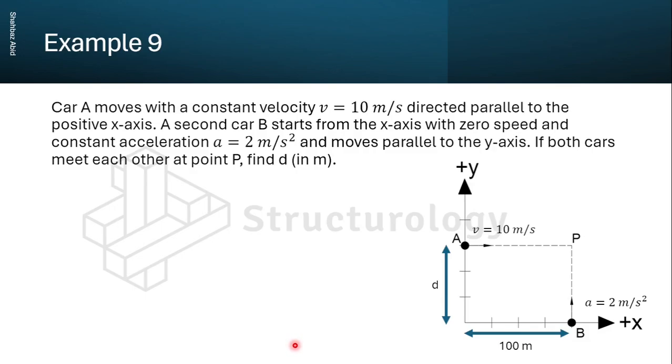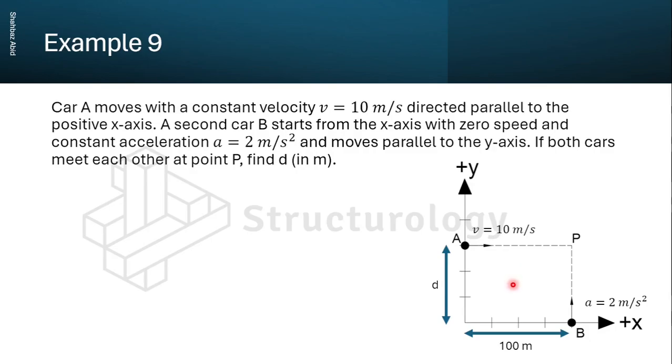Let's solve example 9. Car A moves with constant velocity v equals 10 meters per second directed parallel to the positive x-axis. A second car B starts from the x-axis with 0 speed and constant acceleration a equals 2 meters per second squared and moves parallel to the y-axis. If both cars meet each other at point P, find D.